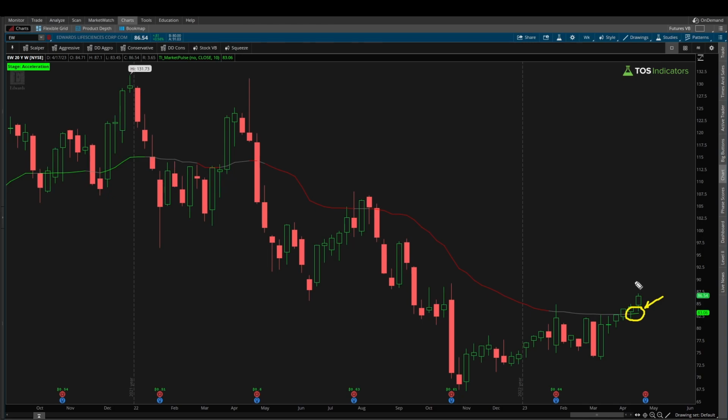The main thing to take away from this chart: the market pulse line here has been red ever since about February of 2022, and for the first time here in April of 2023, we're seeing that trend switch. So there's a reason why I think particular attention should be paid to Edwards Lifesciences and why this earnings cycle may be a very helpful catalyst.